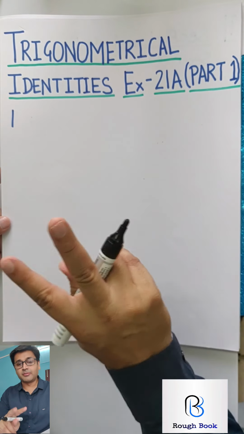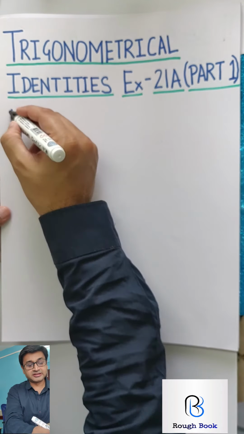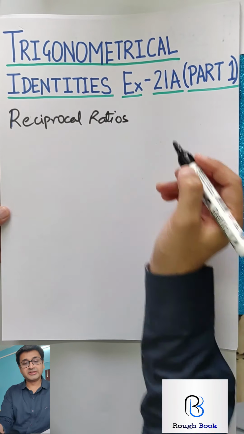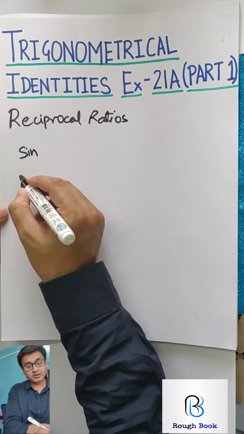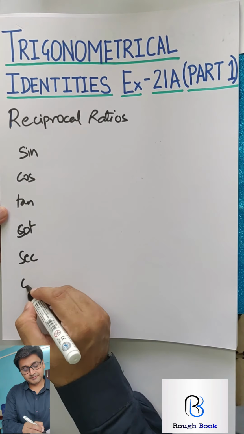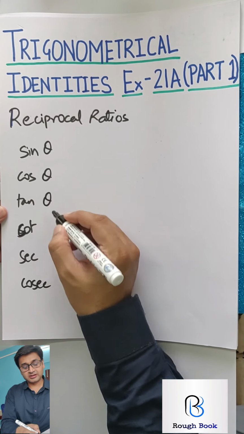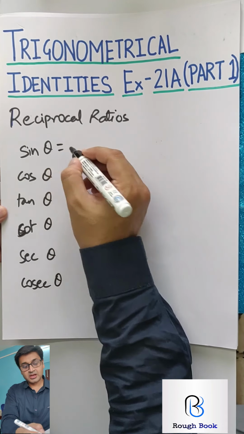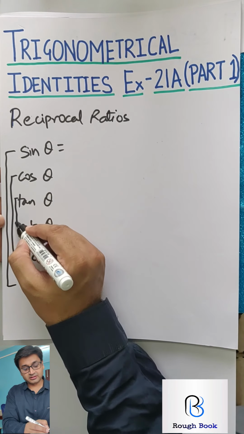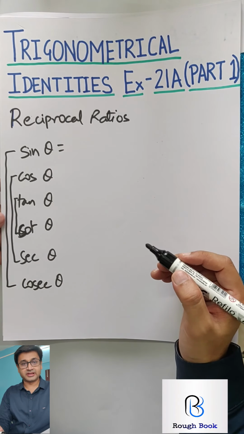Basically, in this topic, you just have to remember two things. Number one is reciprocal ratios, and number two is square ratios. Now, what are these reciprocal ratios? We know in trigonometry you have sine, cos, tan, cot, sec, and cosec. These are the major ratios. So, sine theta, cos theta, tan theta, cot, sec, and cosec. Now, there is a pattern. The first one goes with the last, second with the second last, and third with the fourth one. They are all reciprocal to each other, and therefore the name is reciprocal ratios.